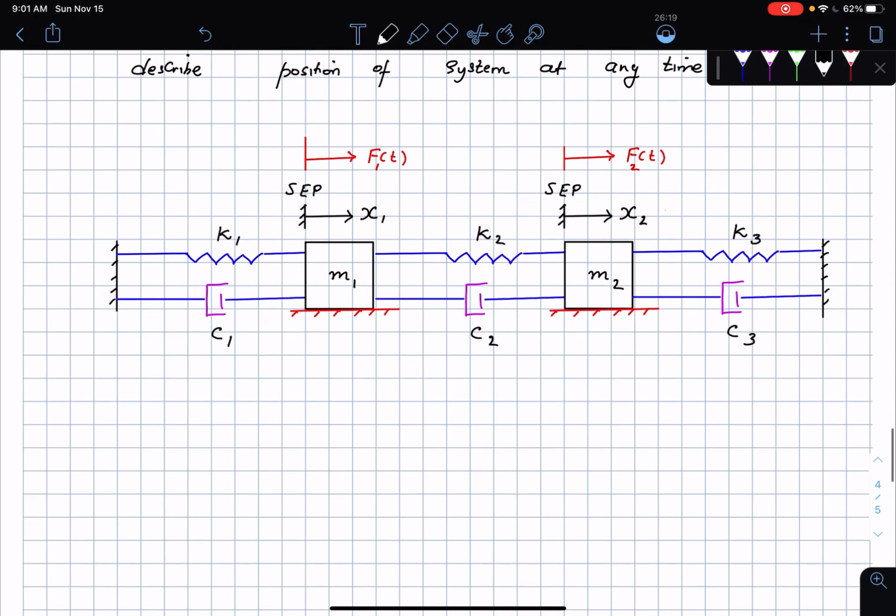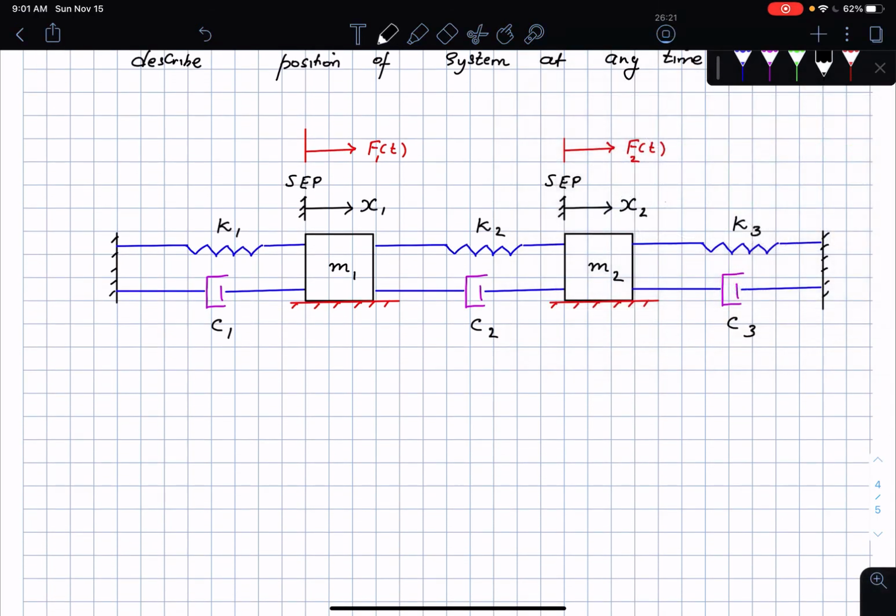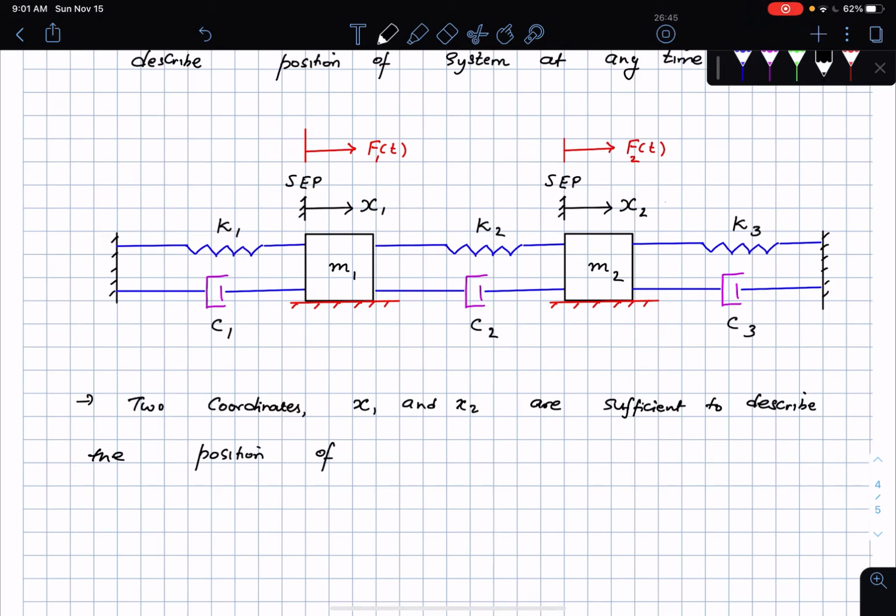So now I have two coordinates, x1 and x2. So in this case, two coordinates x1 and x2 are sufficient to describe the motion of the system, or the position of the two masses at all time.